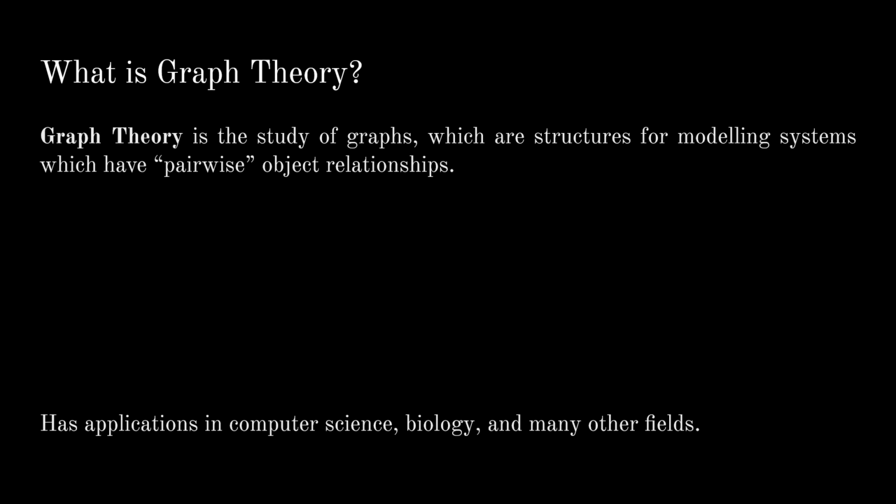Graph theory is the study of things modeled as vertices and how they connect to other things through edges. Or, more formally, graph theory is the study of graphs, which are structures for modeling systems which have pairwise object relationships. But more than that, it's a way of thinking, reducing messy real-world systems into something a lot more elegant.